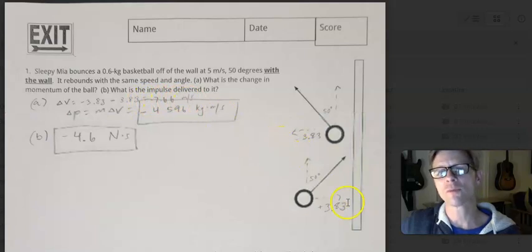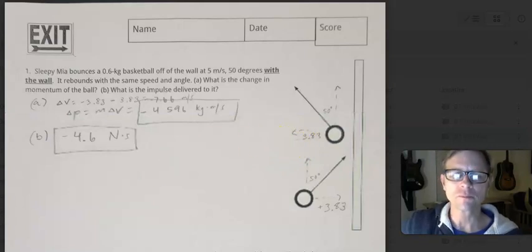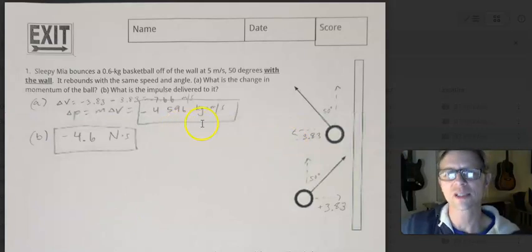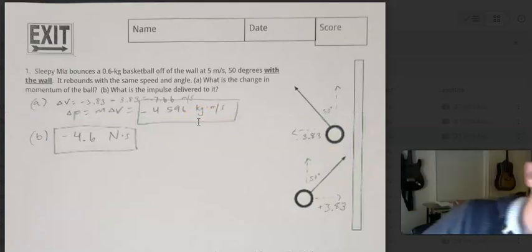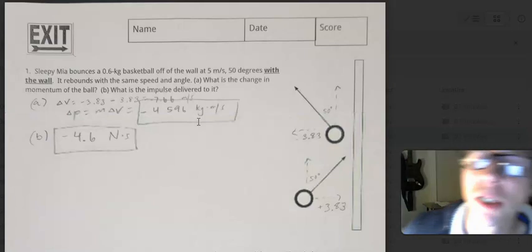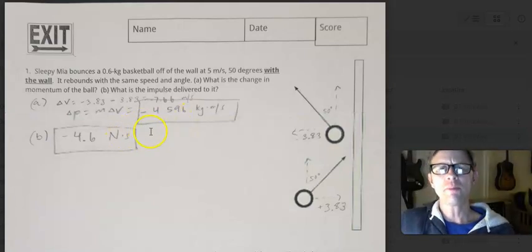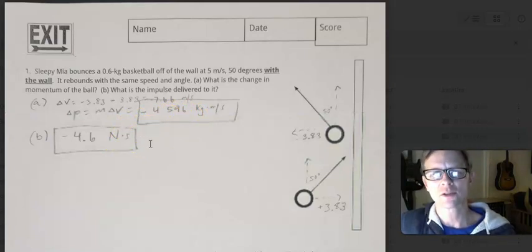Because if you think about it, if you go from positive 3.83 to negative 3.83, you must have changed by negative 7.66. So I have my change in momentum of negative 4.596 kilogram meters per second. Not kilograms times meters per second. Kilogram meters per second. Oh, my impulse is the same thing. Impulse is the change in momentum, negative 4.6 newton seconds.